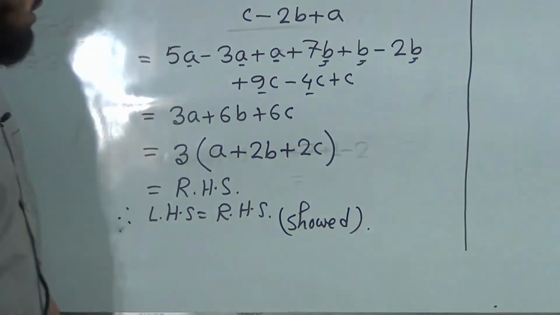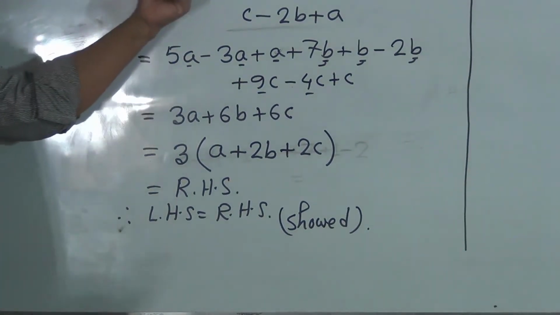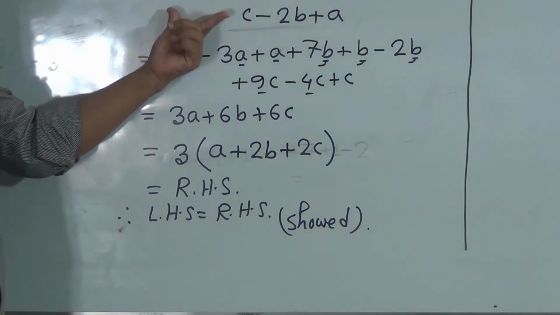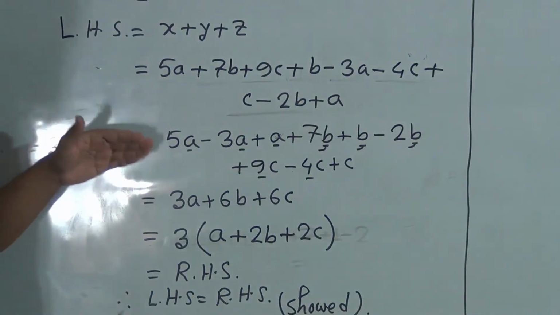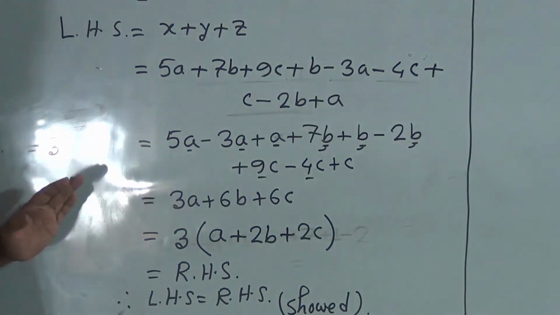Students, I think you have understood. First of all, we should put down the values of x, y and z. Then we should separate the similar terms together. Then we should add. It's very simple.